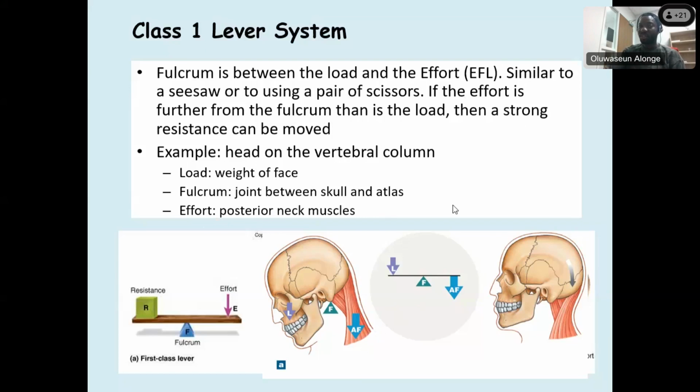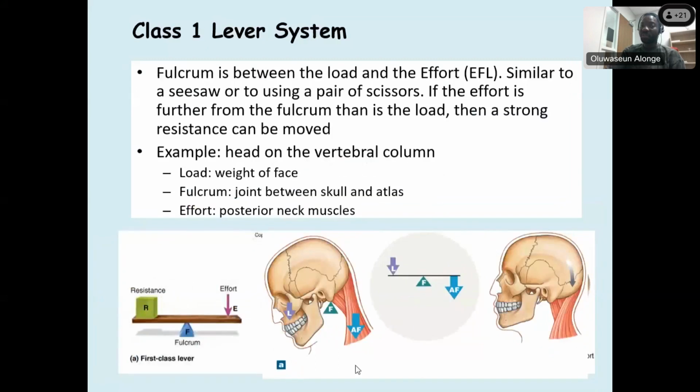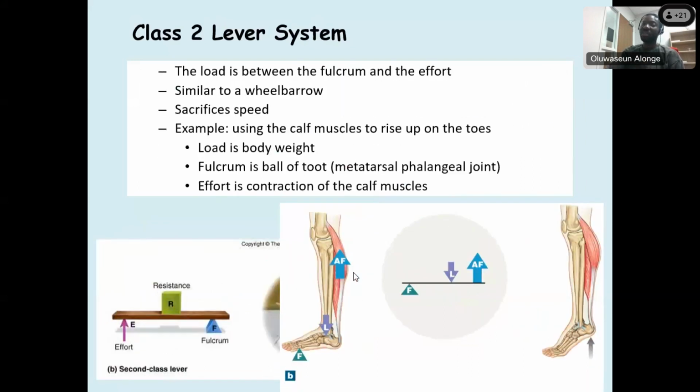Now, class 2. Now you see in class 1, the fulcrum is here. So that's an example of the movement that happens on your head. For class 2, the fulcrum is not at the middle. All right. So this is exactly what you see in the wheelbarrow that I explained earlier. The fulcrum is where you see that wheel. You see the fulcrum is here. This is where the balance is. You are here holding the wheelbarrow, and you put some load on the wheelbarrow.